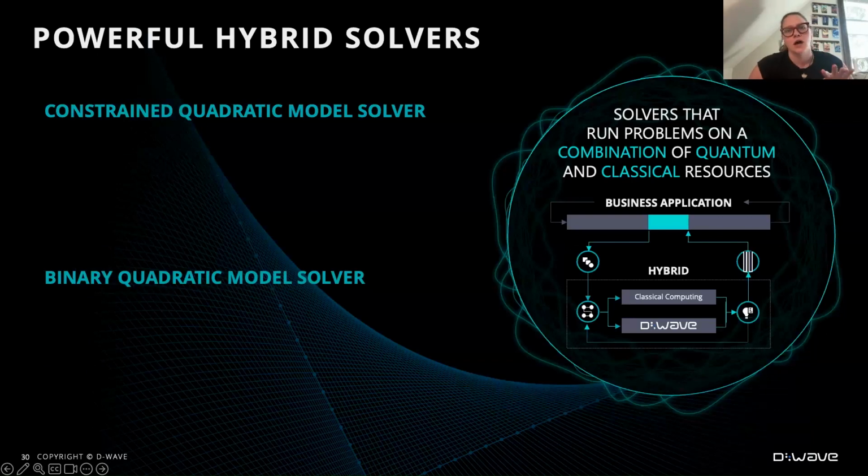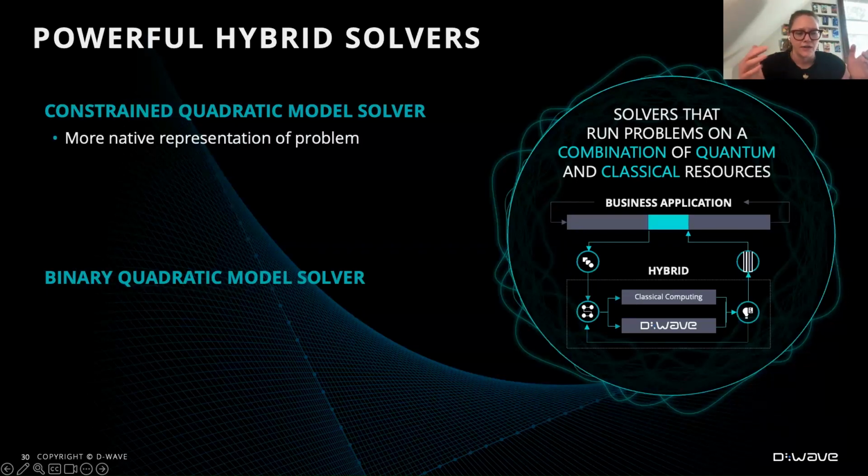We're going to use a hybrid solver. We're going to use the constrained quadratic model solver, which a lot of our customers find very effective for their production scale applications. So as Alex said yesterday, this is going to be a combination of classical computing and quantum computing.